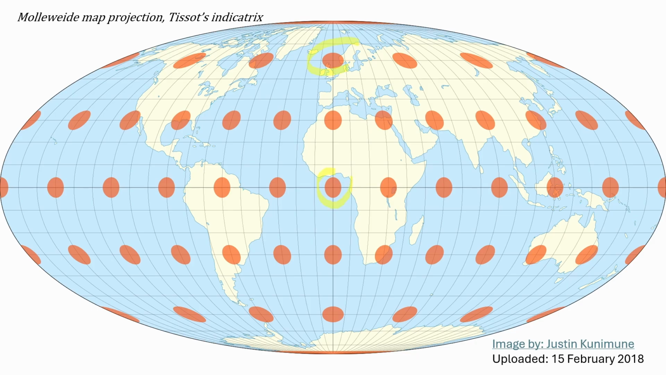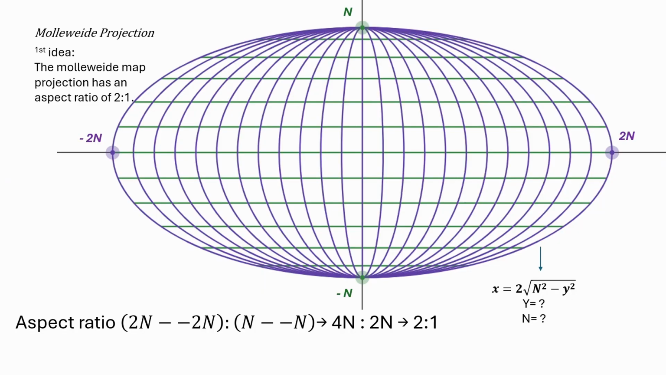All of these circles are equal area, even if optically they don't really look like it, they are. Mathematically, you can prove it. Here's how you build it from scratch. First idea is that the Mollweide map projection has an aspect ratio of 2:1, and it is an ellipse. So we know that the formula for the outer layer of the Mollweide map projection is this. It has to be some variant of this. Do we know what y is? No. Do we know what n is? No. But in order to have an aspect ratio of 2:1, it has to be some variant of this.